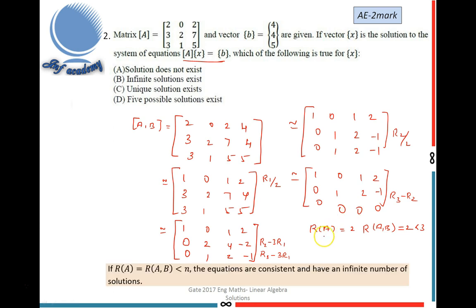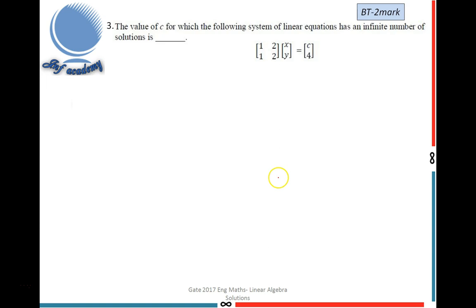So here I use one result: if R of A equal to R of A comma B, it must be less than n. The equations are consistent and have an infinite number of solutions. Here R of A and R of A comma B are equal, but less than the number of unknowns. So this system has an infinite number of solutions. So option B, infinite solution exists, is the correct answer. Answer is option B. Now let's move on to the third problem.